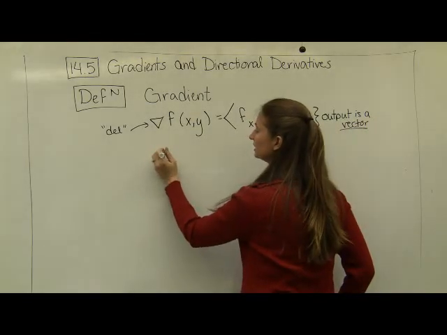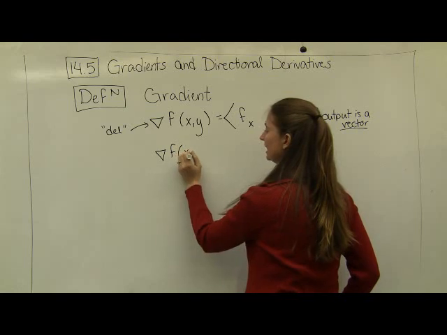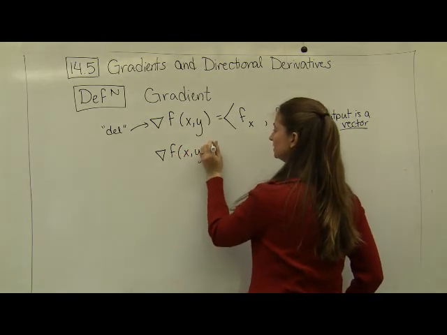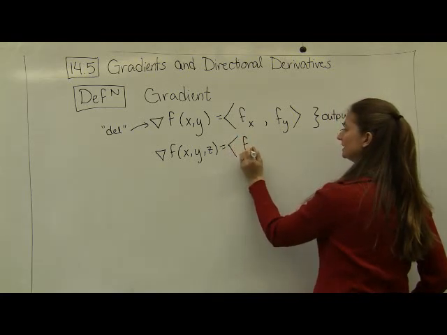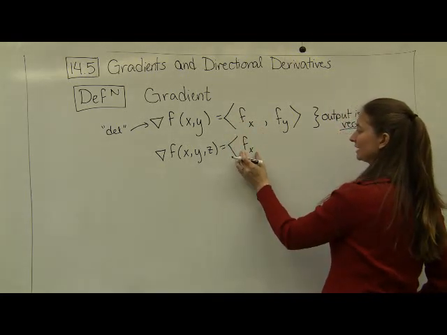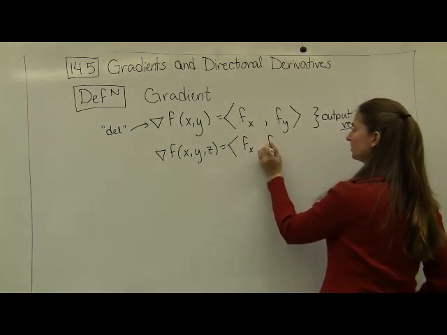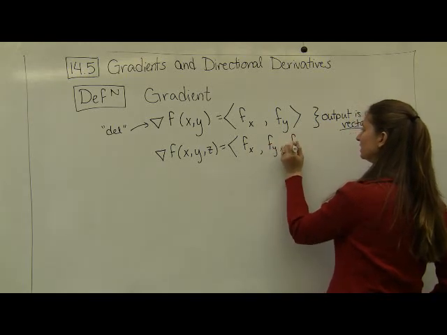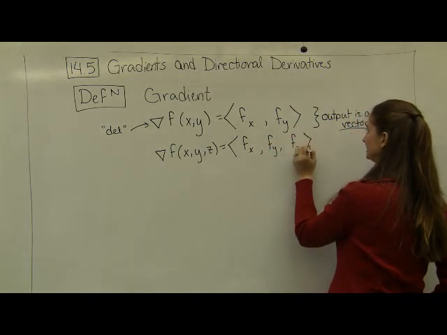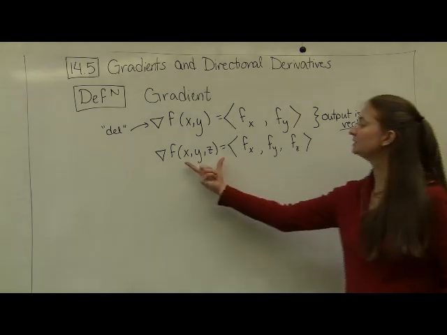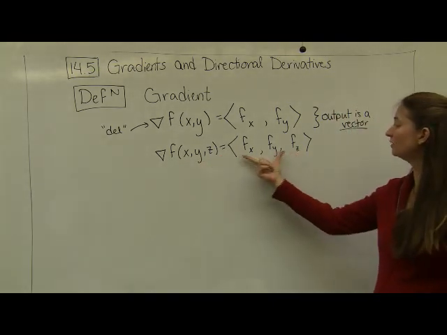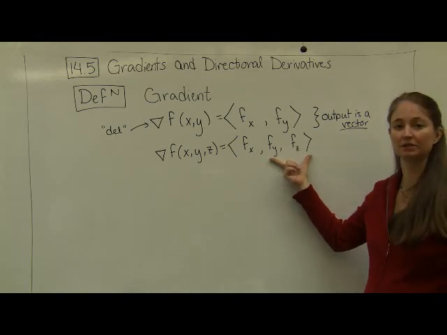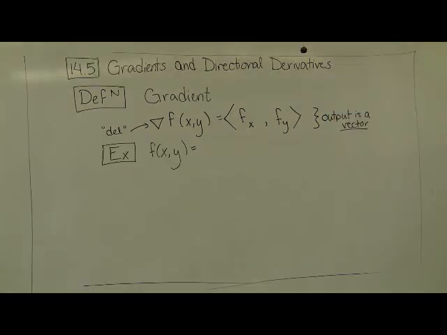We can also take gradients of functions that have more than two variables. So here's a three variable function, and my gradient is exactly what you might expect. It's the partial with respect to x in the x component, the partial with respect to y in the y component, and the partial with respect to z in the z component. Again, my inputs here are in R3, they're points, and my outputs are vectors that have three components, three-dimensional vectors.